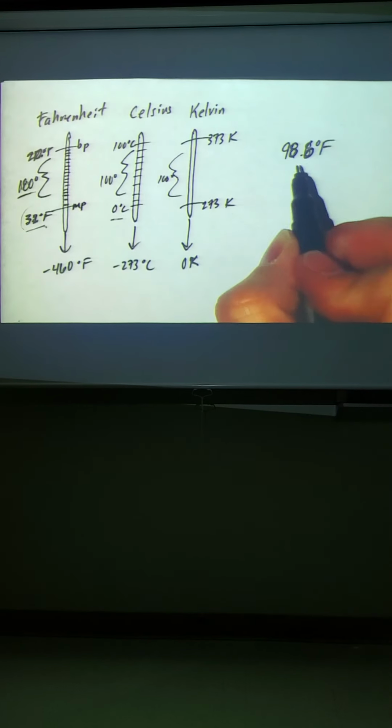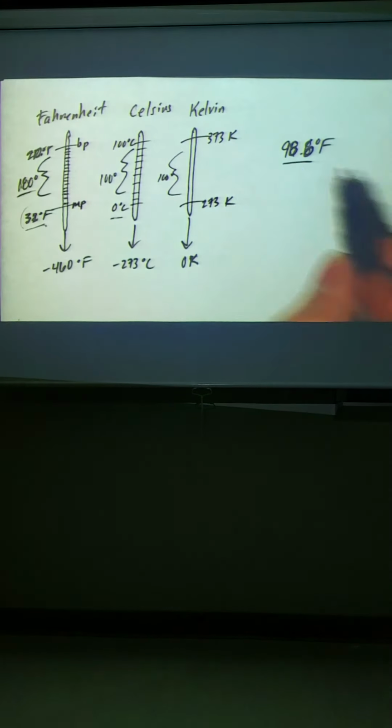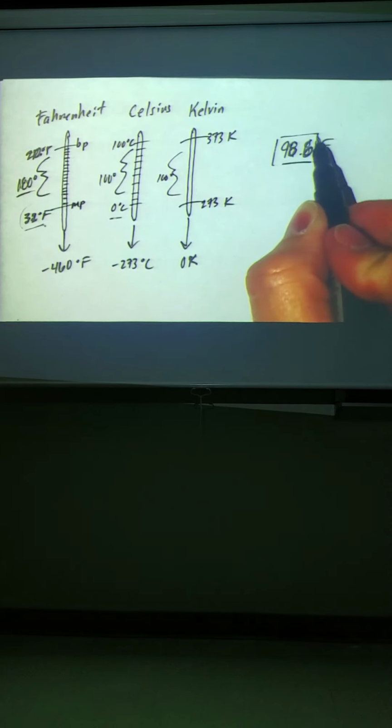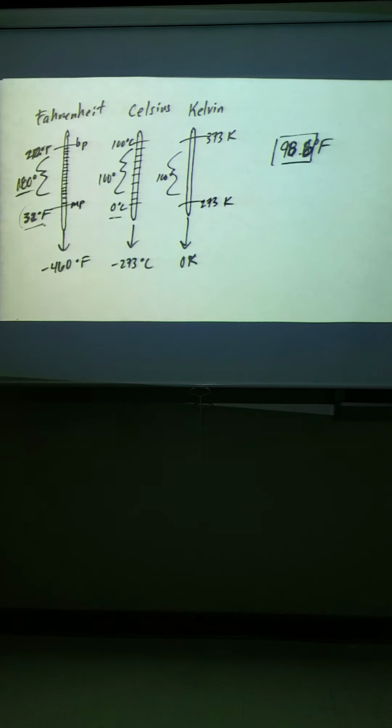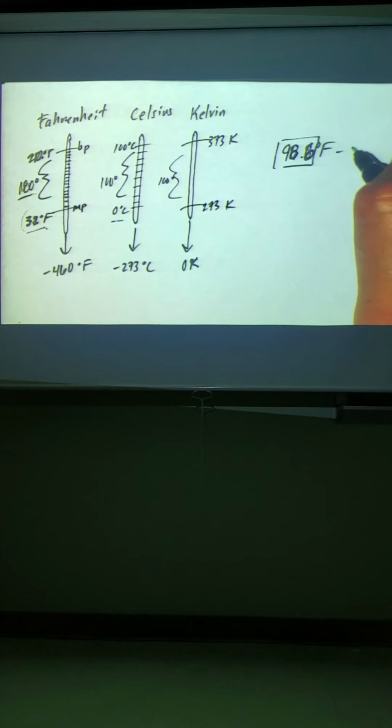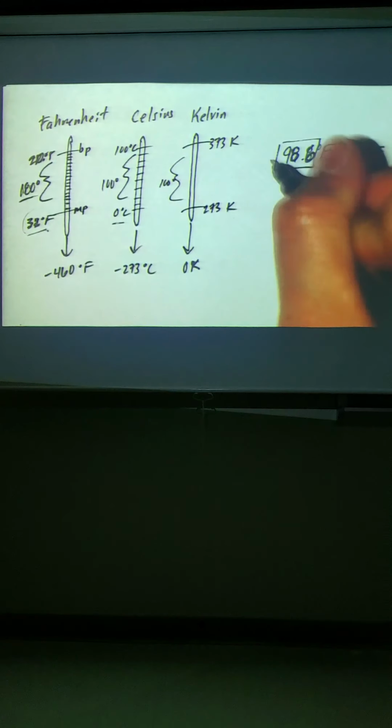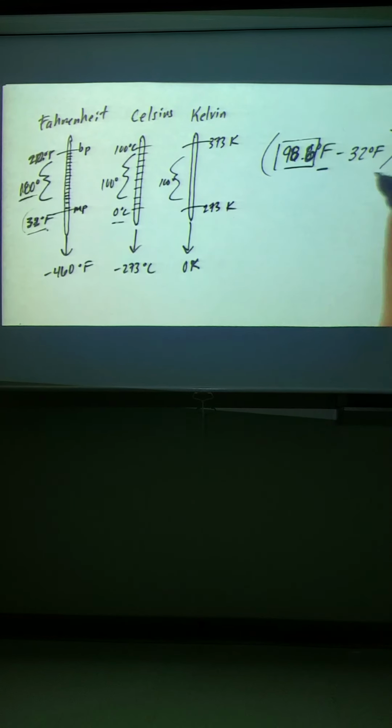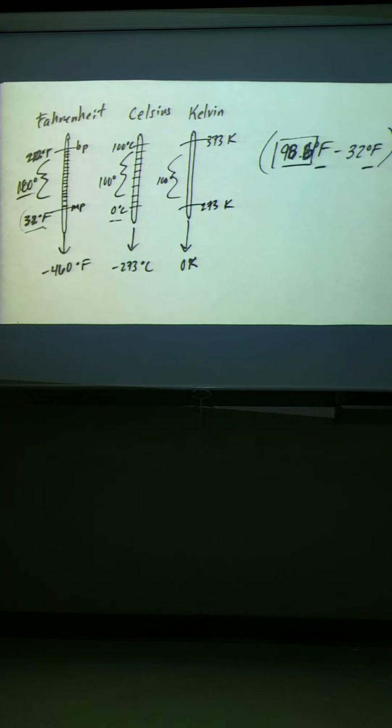So it's important, and this is the number that can change in your homework, if we have a number in Fahrenheit, like 98.6 written correctly, we would want to subtract 32 degrees Fahrenheit now, because notice they're in the same unit. Units are very important. They need to be able to cancel.